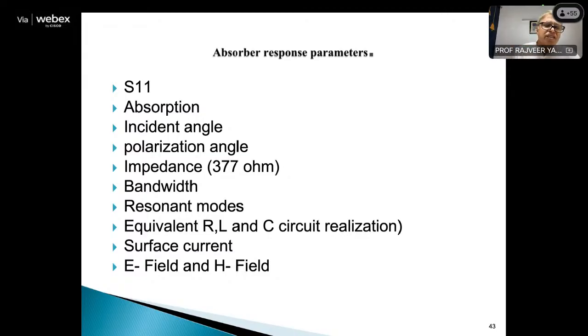The structures which we have developed can be realized with RLC circuits, with surface currents, with electric and magnetic fields. We take all these parameters and then say that now our device is ready for integrating into the sensor.